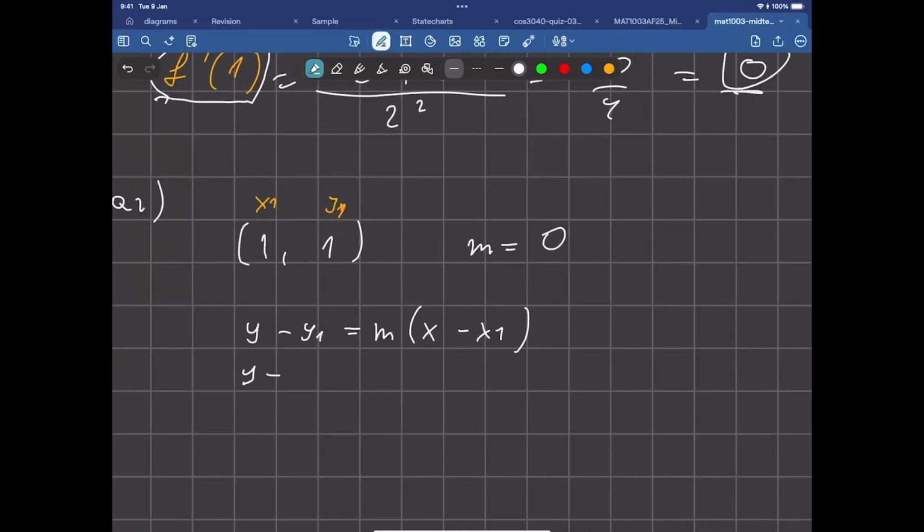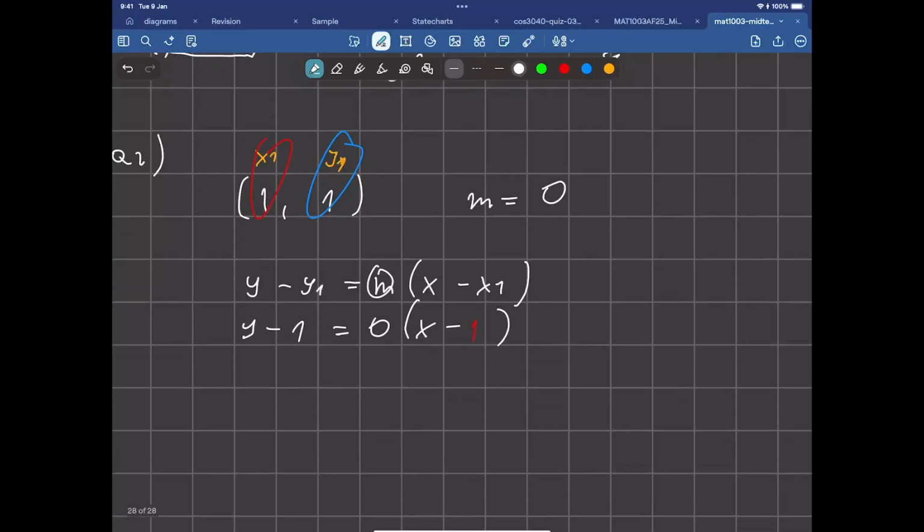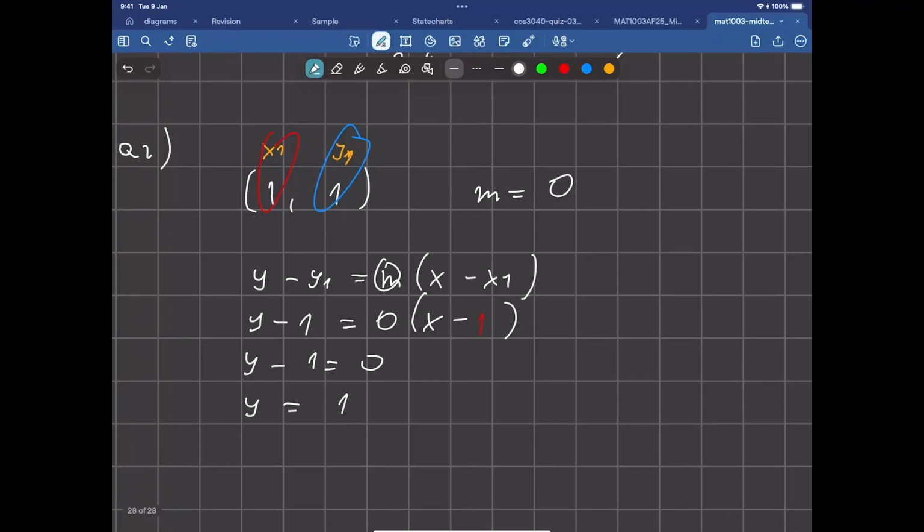So y minus y1 is 1. So I write y minus 1 equals m, which is 0, times x minus x1, which is 1. Now this whole thing will be 0 because we're multiplying by 0. Therefore, y will be 1. And that's literally your equation. I know that sometimes equations have more elements. In this case, it's just that the slope is 0, so it turns the entire right-hand expression to 0.